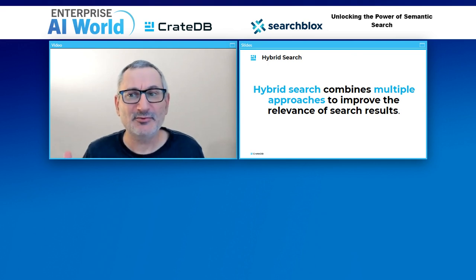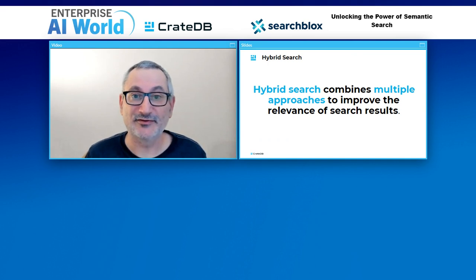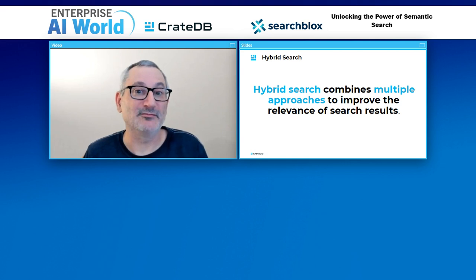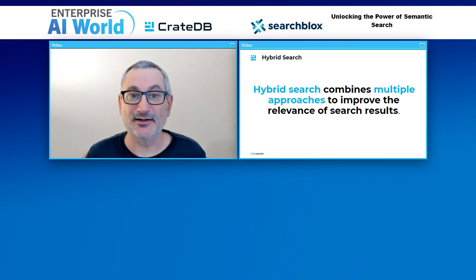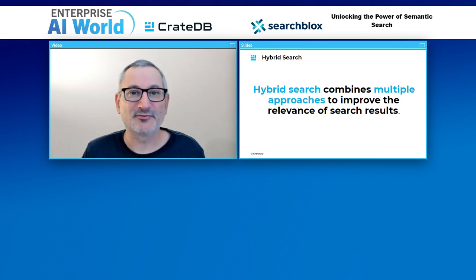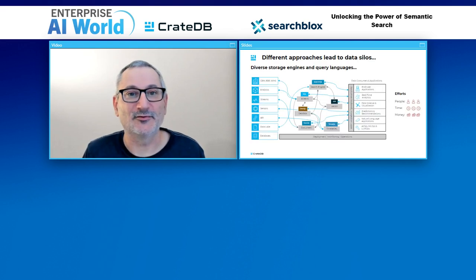So you hear people talk a lot about hybrid search. What do we see hybrid search being? It's essentially a way of combining multiple approaches. So the three search approaches that we looked at earlier, combining at least two of those to improve the relevance of search results. And what are the problems with this and some of the getting context for semantic search results?